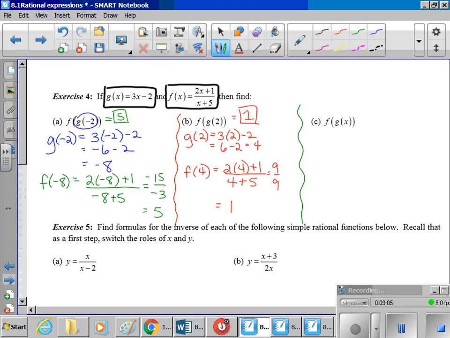All right, the last one. Now this is in terms of x, so not horrible. I don't necessarily have to do anything to my g of x. My g of x is simply going to be 3x minus 2. And wherever I have that, I'm going to take my f of x, which is 2 times x plus 1 over x plus 5. And wherever there's an x, I'm going to put my g of x, which is 3x minus 2.